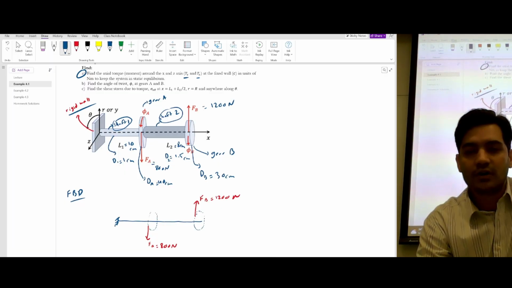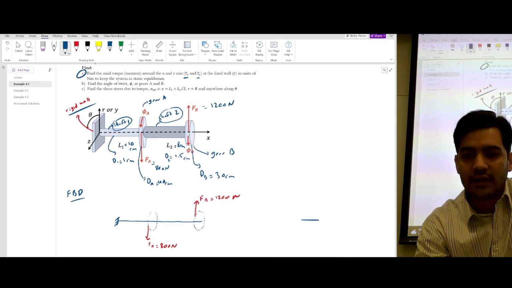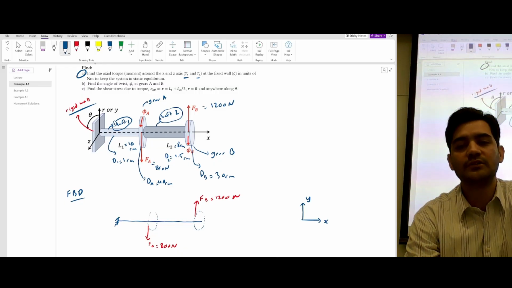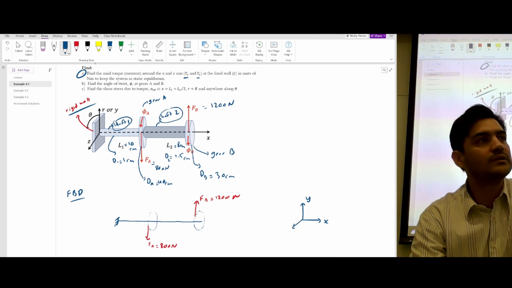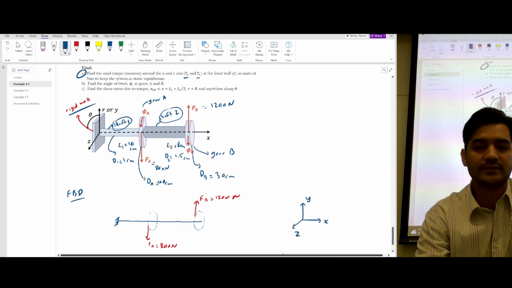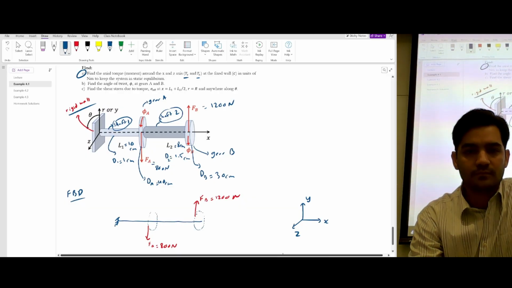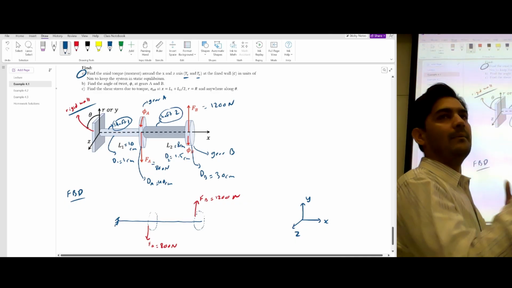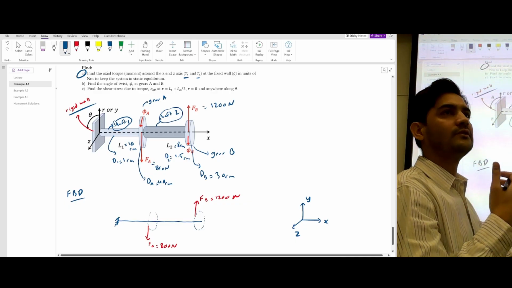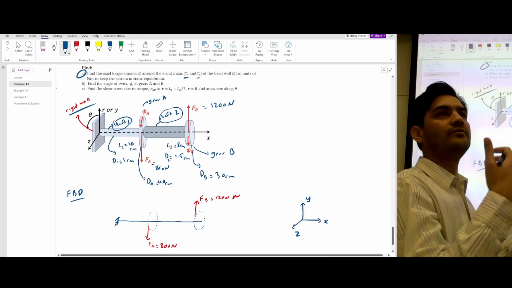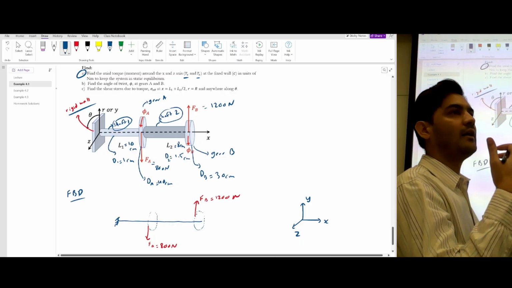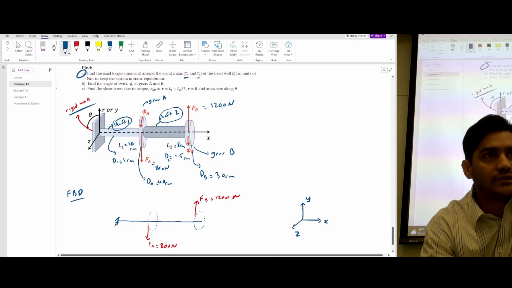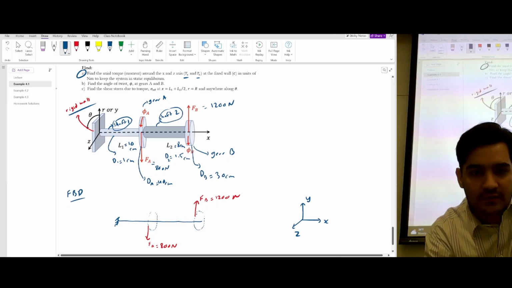So let's decide the coordinate system. The coordinate system is already given. This is the positive x-axis, the upward direction is the positive y-axis, and out of the plane is the positive z-axis. So this is a kind of three-dimensional problem. Now we have 6 equilibrium equations: you have 3 reaction forces and you have 3 moments along 3 different directions. So I'm going to try to draw these reaction forces.